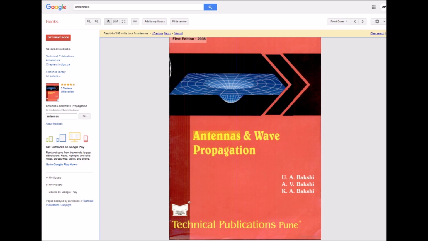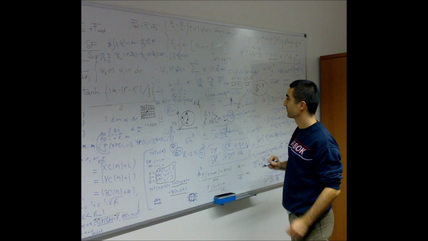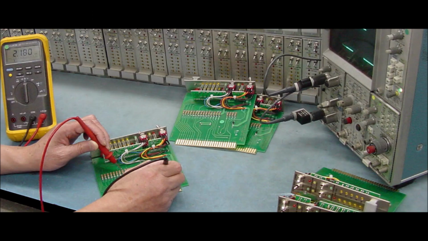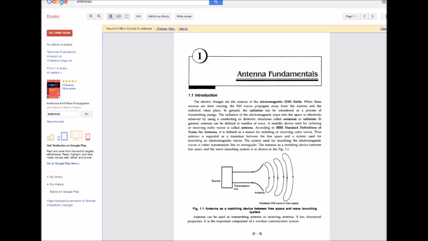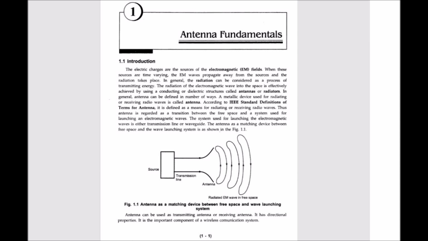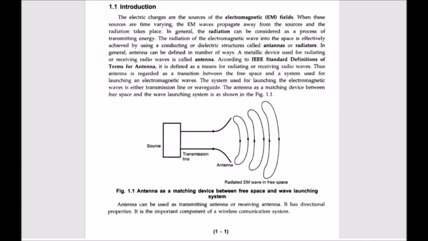So when I open this book on Google Books, it's a limited preview, but the first 100 pages I think is covered. So I skipped the table of contents, and I'm just going right to the introduction. And that is on page 1. And it's talking about antenna fundamentals. So I will just read.